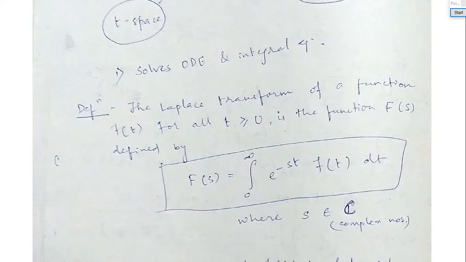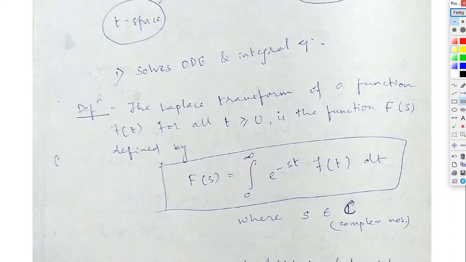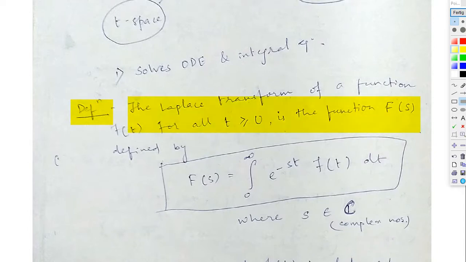The Laplace transformation of the function f(t), for t greater than or equal to 0, is denoted by F(s) equals the integral from 0 to infinity of e to the power minus st times f(t) dt, where s is any constant, a complex number, and s must be greater than 0. The function of t is changed to a function of s, which is the Laplace transformation of this function.